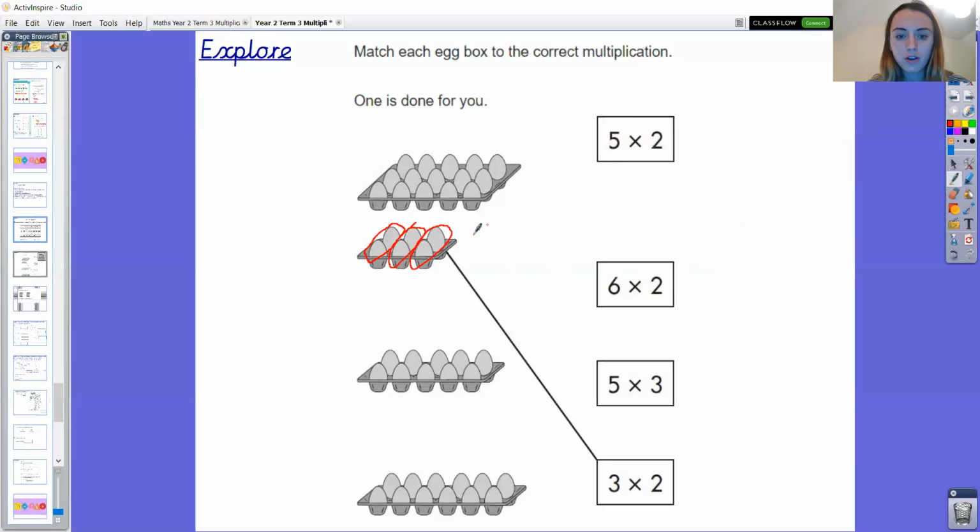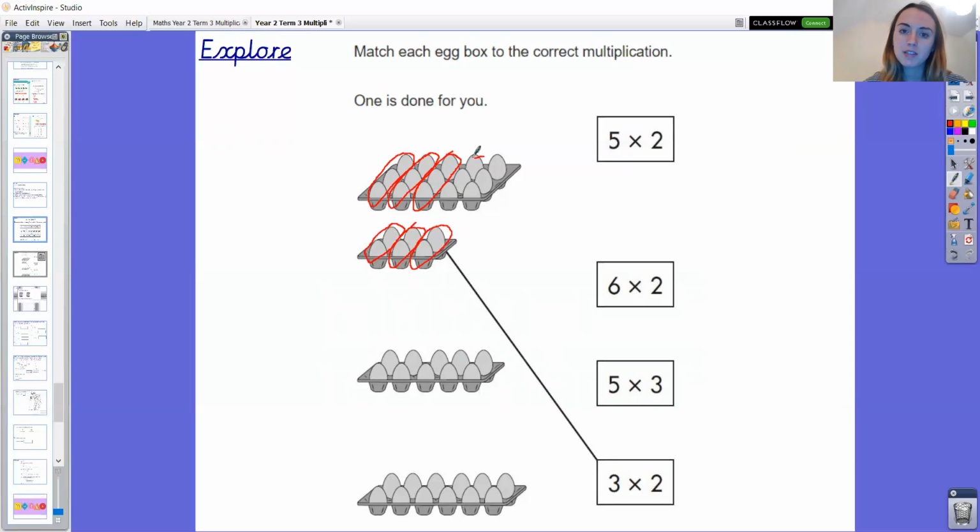So let's have a look. 5 columns. Should we count? Oh, this one's a bit different actually. What do you notice here? Well done. There isn't 2 eggs in a column. How many eggs can you see inside each column? Well done. There are 3 eggs in each column.